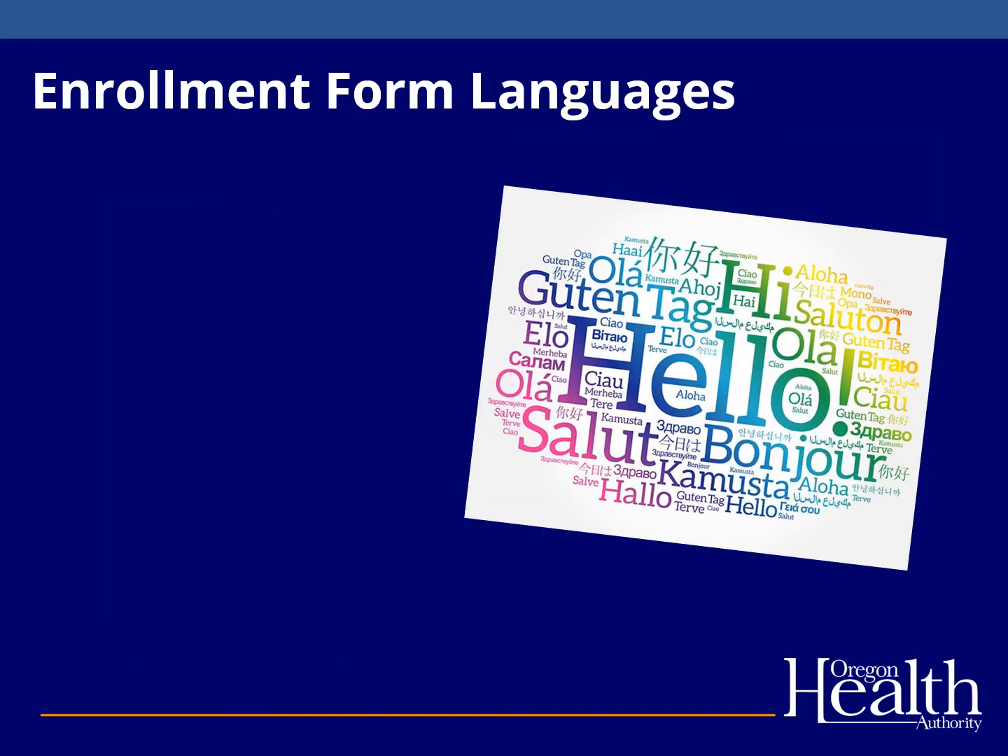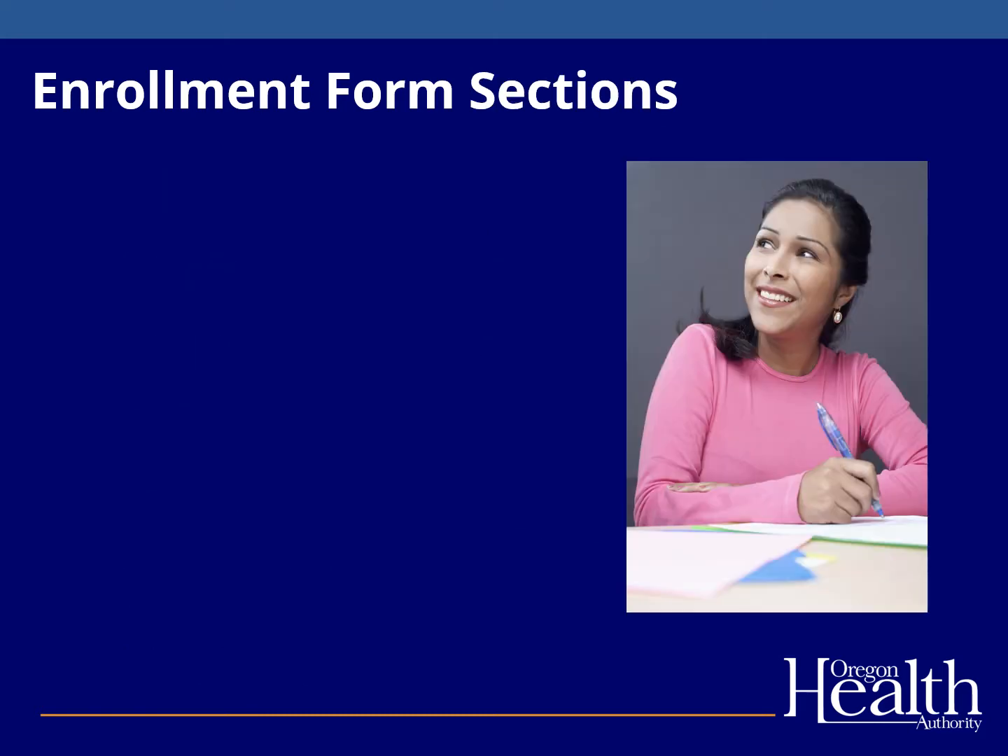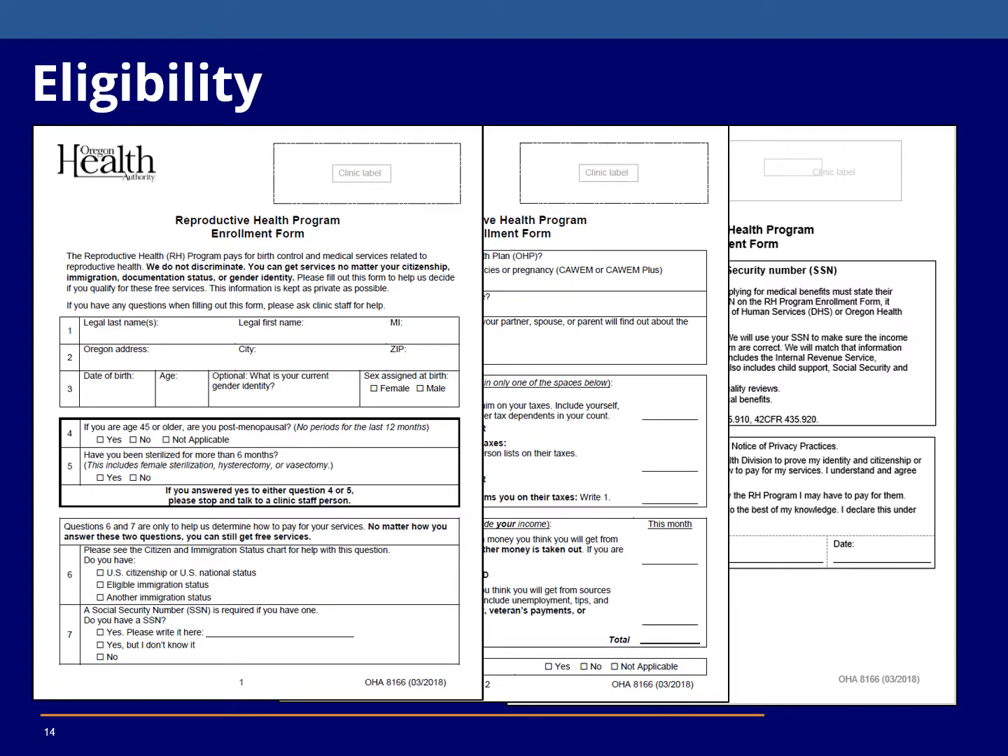Okay, it's finally enrollment form time. The enrollment form is available on our client enrollment webpage in English, Spanish, Korean, Marshallese, Russian, Simplified Chinese, and Vietnamese. And it essentially has three sections: the eligibility section, the demographics section, and the staff page. Let's start by going over the eligibility section, which takes up the first 3 pages.